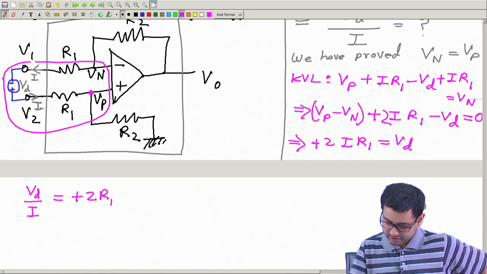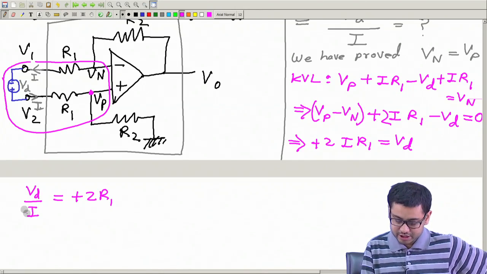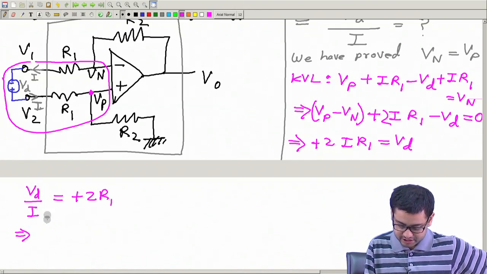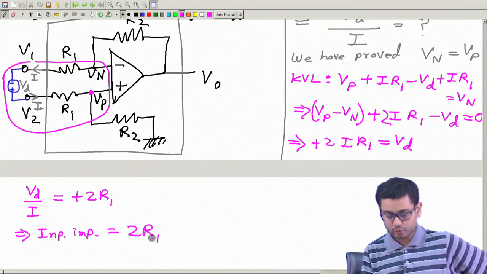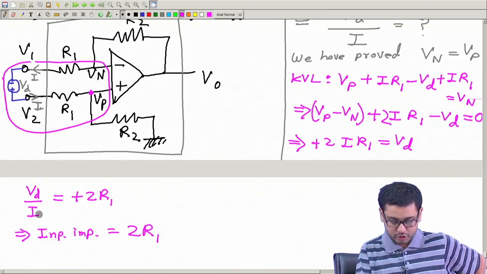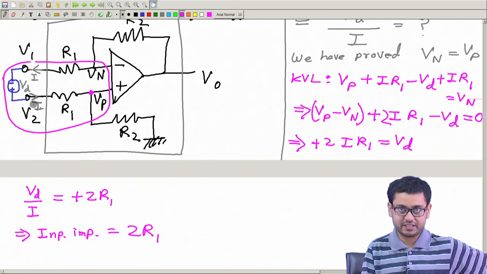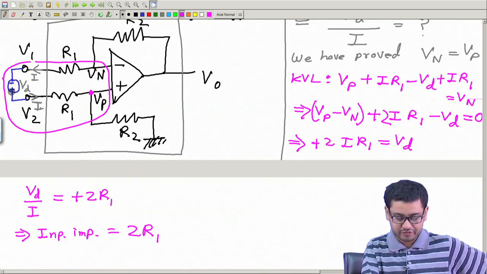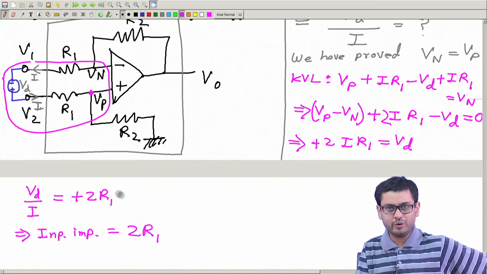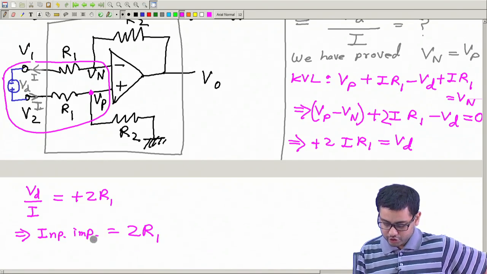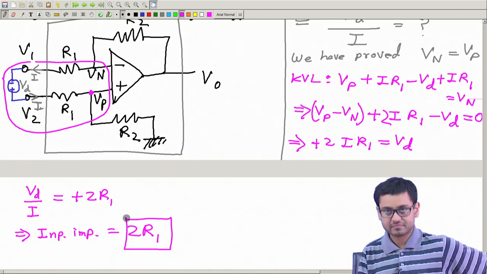So now this is what? This is nothing but the input impedance. Input voltage by input current, input impedance. This is equal to 2R1. Okay, so I should take the current in the proper direction. This voltage source is trying to drive the current in this direction, so I should take it in this direction. Otherwise, I will run into this trouble of plus minus symbol. So this is the answer.